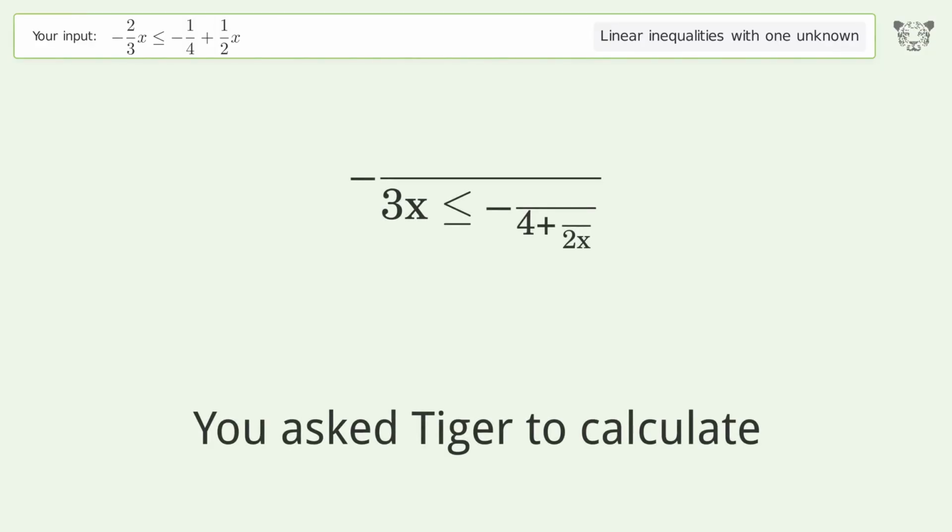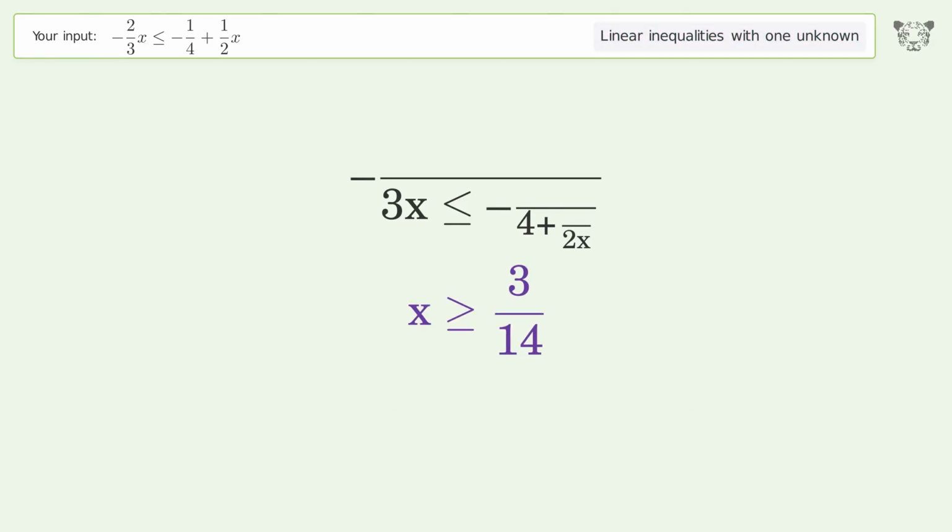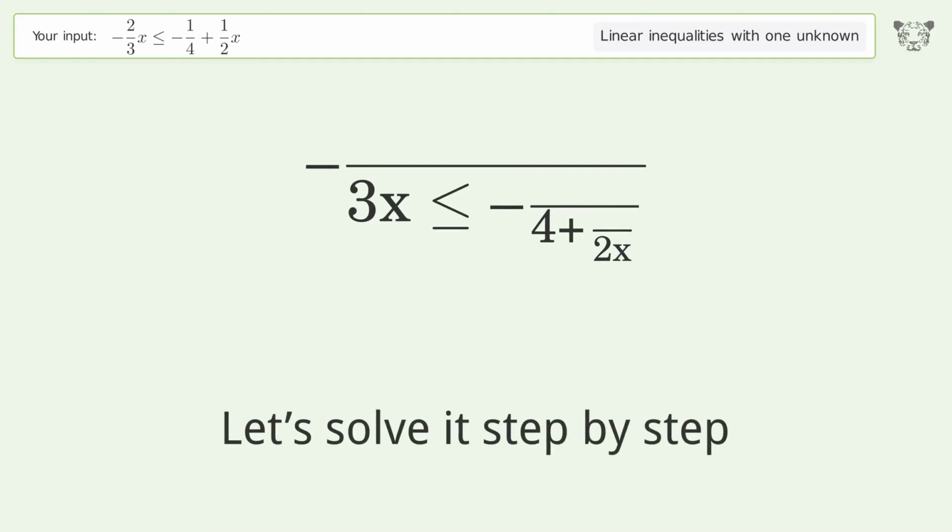You ask Tiger to calculate. This deals with linear inequalities with one unknown. The final result is x equal or greater than 3/14. Let's solve it step by step.